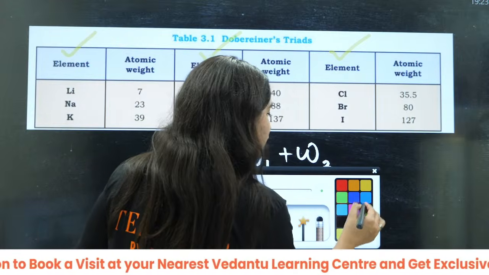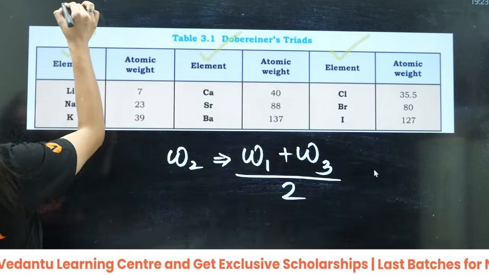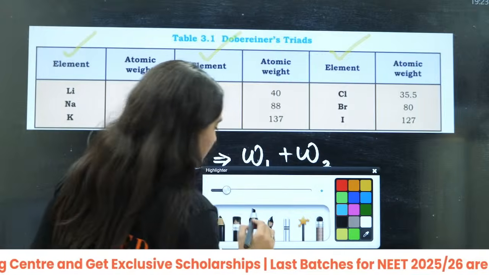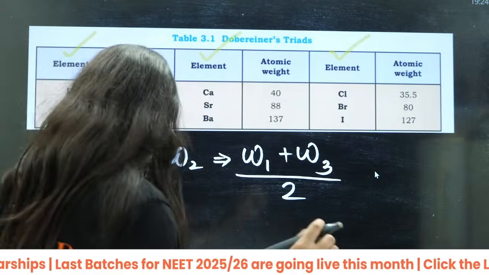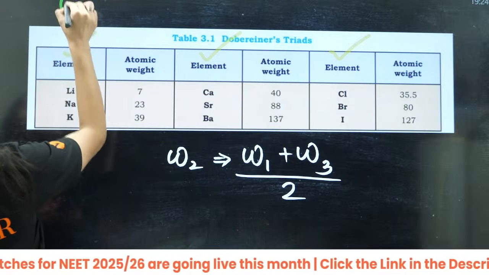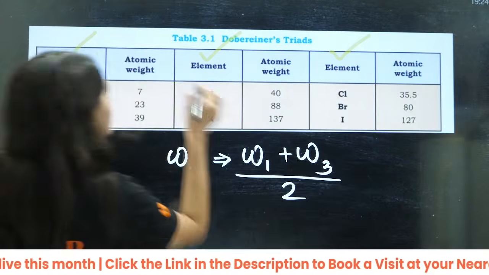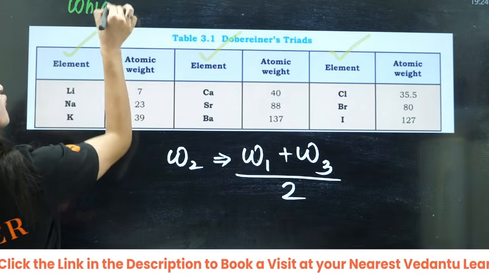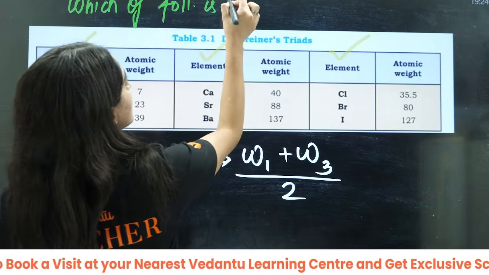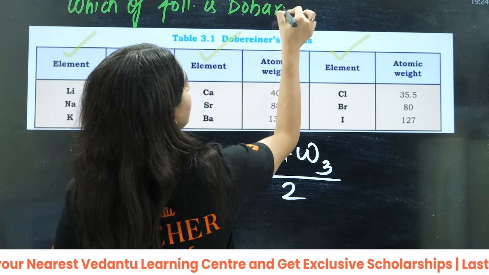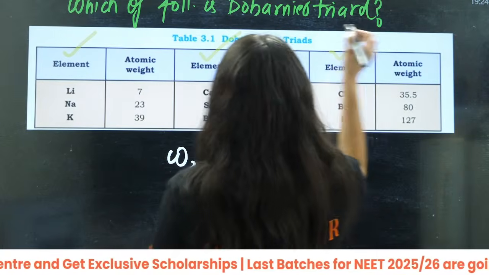And by this, I want everyone to write down in your NCERT notebook. Why did I ask you to bring one pencil and pen, right? The reason is this only. Write here: which of the following is Döbereiner triad, right? Now, why am I doing this?